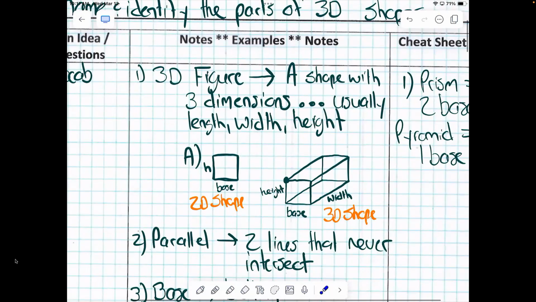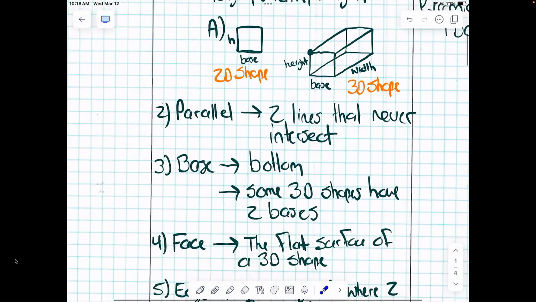A three-dimensional figure has how many dimensions? 3. I'm going to wait for everybody to be looking up here. So a three-dimensional figure has 3 dimensions, yes? Yes. They are the base, height, width. So a 3D shape has some thickness to it, right? Has some fatness to it. A 2D shape only has how many dimensions? 2. And they are the base and the height.